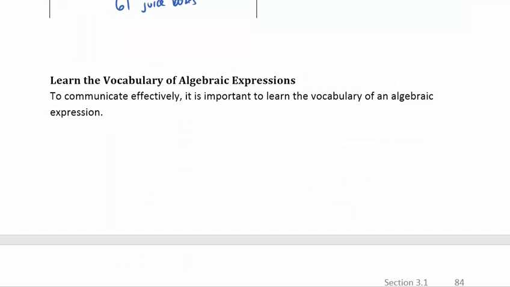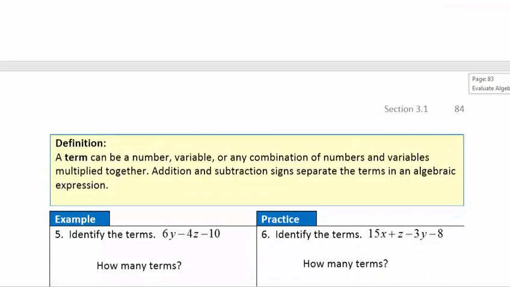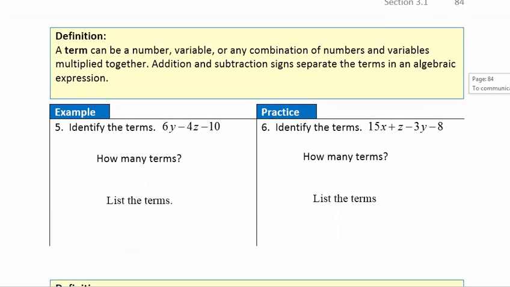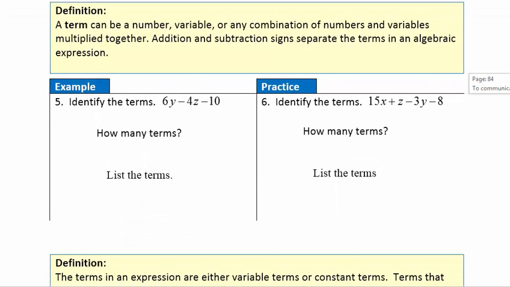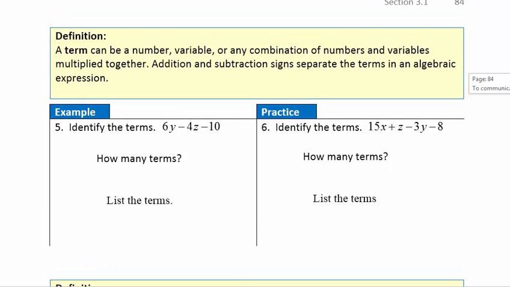Learning the vocabulary of an algebraic expression. So to communicate effectively, it is important to learn the vocabulary of an algebraic expression. When you're talking with your teacher, when you're talking with your classmates, it's important to understand this language so that we have a way to communicate with each other. So we're going to take a look at a bunch of definitions and some examples here to get you familiar with some of these definitions and language that we use when we're working with algebraic expressions. So let's start with our first definition here.